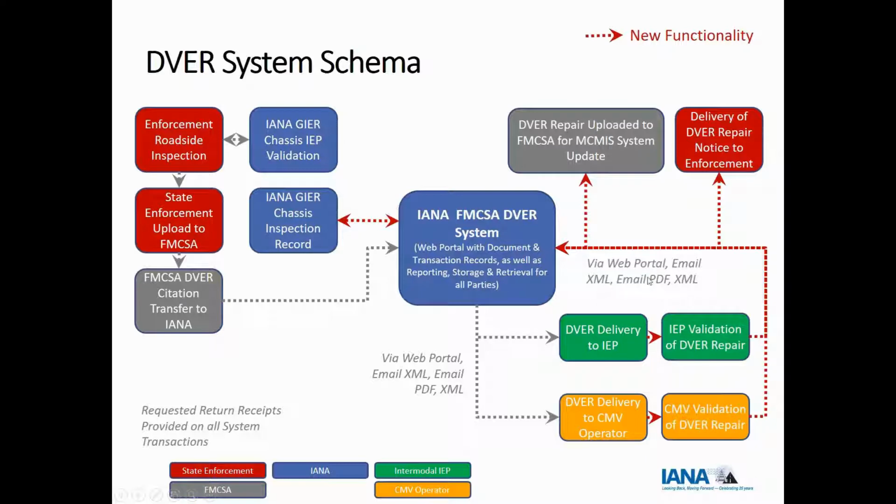the communication method. It could be whether they use just simply our web portal as a housing of that information. We could send it to you via email or XML. And then in addition to that, we would also have the potential to upload that information to FMCSA for the MICMIS system update. What we're doing is we have the XML format that the states are using to upload the information to FMCSA. We have that same format available, so if the state enforcement agency wanted us to do that for them, we would have the ability to do that.